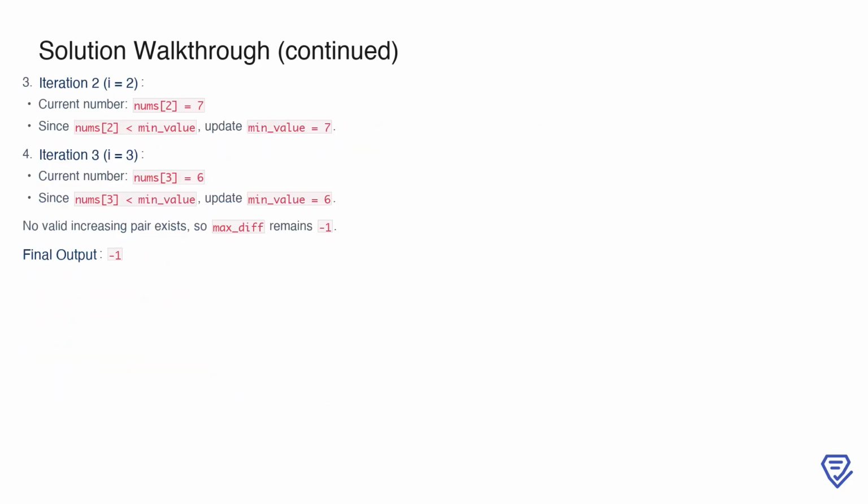Continuing with the example, we look at nums[2], which is 7. Since 7 is less than the current min_value of 8, we update min_value to 7. Next, we examine nums[3], which is 6. Once again, 6 is less than min_value, so we update min_value to 6. At the end of all iterations, no valid increasing pair exists, as every number is smaller than the one before it. This means the max_diff remains -1, which is the output for this case.